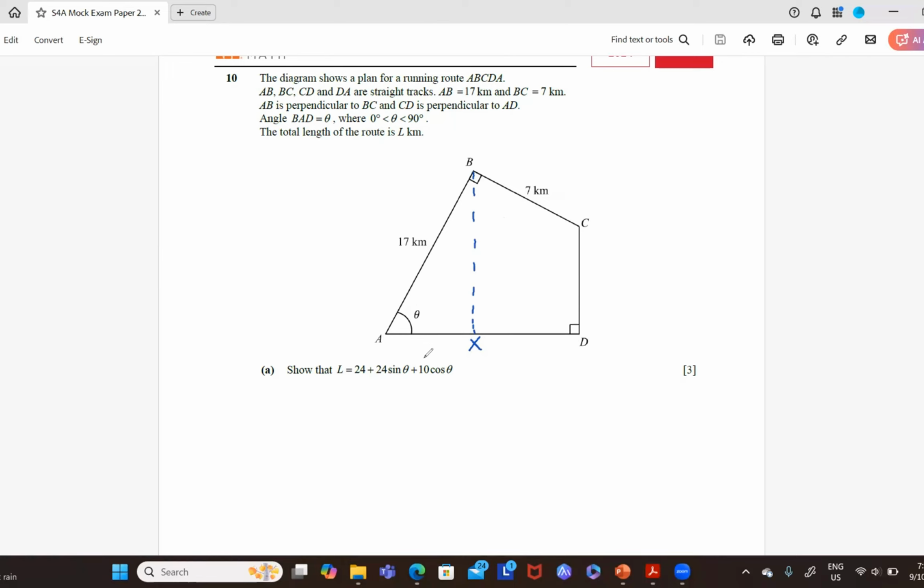So let's go and find what is AX. Cosine theta is adjacent over hypotenuse. So write down cosine theta equals AX over 17. So therefore, AX equals 17 cosine theta. Okay, so next part is actually over here. So I'm going to still call this XD. This line here is the same as XD, right?